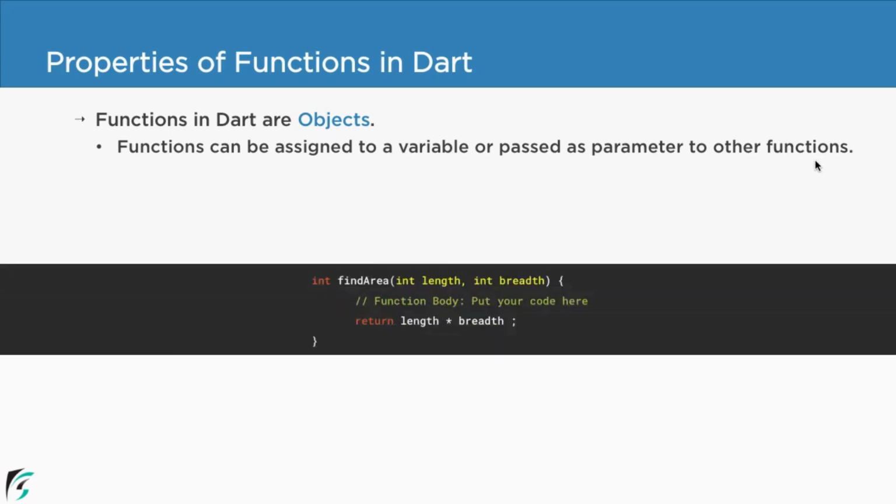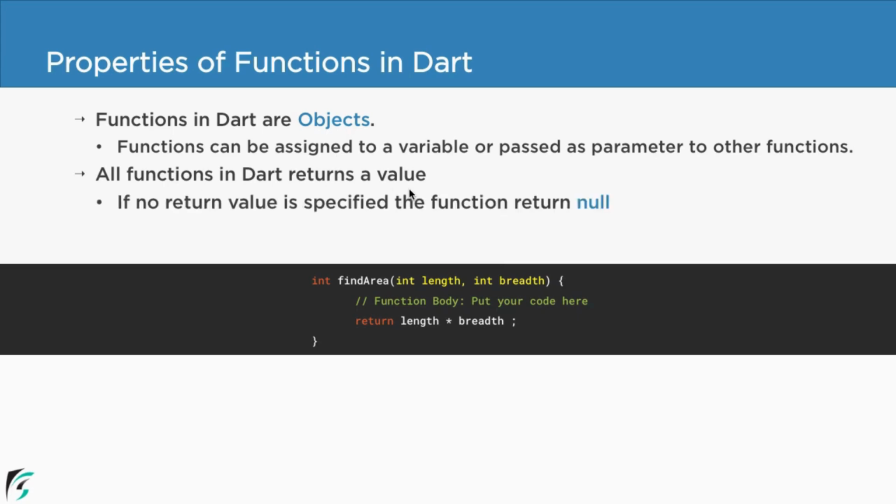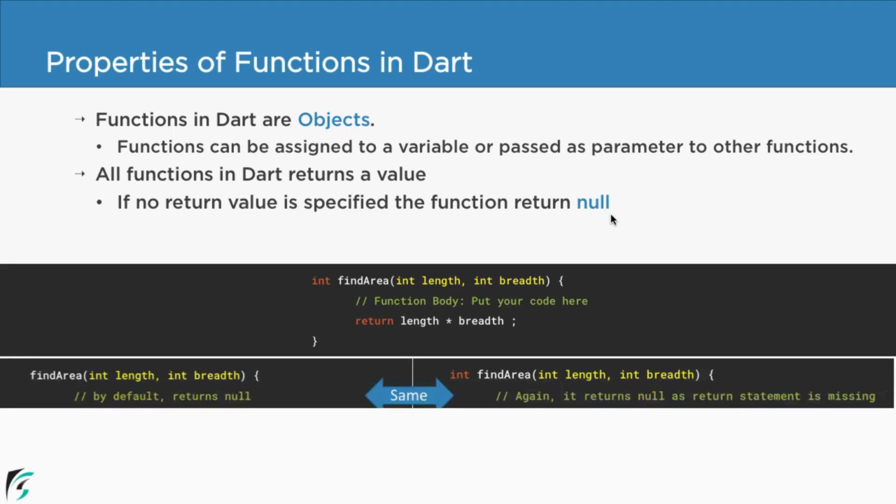For example, here we are passing the length and breadth as parameters. Instead of these two data types, we can even pass a function as a parameter here. It is allowed in Dart. Don't worry about it right now. We will check a live example in the upcoming videos. Proceeding, the next property is that all functions in Dart return some value. And in case there is no return value or no return statement, then the function by default returns null. Let us take some examples down below.